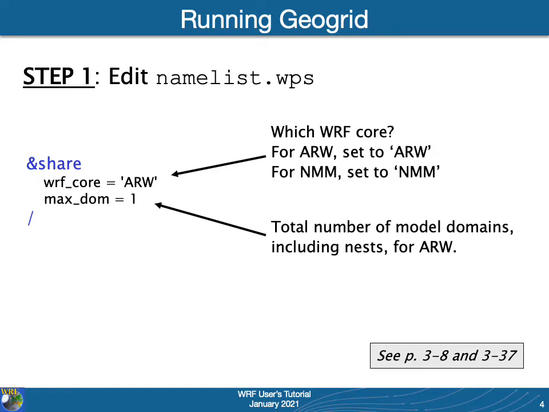So in the shared namelist group, there are only two variables that you need to set before running the Geogrid program. The first of these is wrf_core. This tells the Geogrid program whether it's setting up an ARW model domain or an NMM model domain. The default is ARW, and this being an ARW tutorial, you generally don't need to change the value of wrf_core. The second variable is max_dom. This is the number of domains that the Geogrid program is going to process. If we're setting up a single domain simulation case, then the number of domains is 1, in which case we set max_dom to 1.